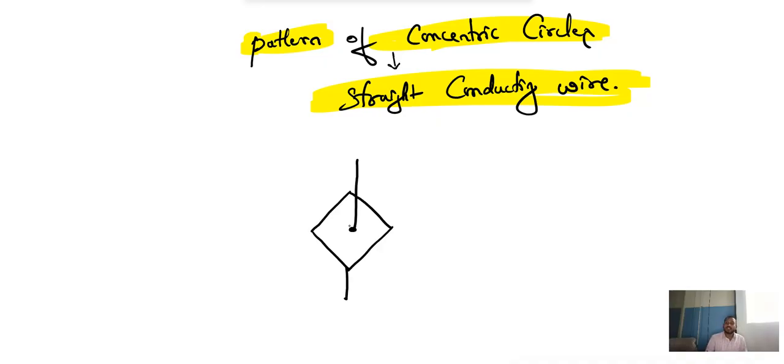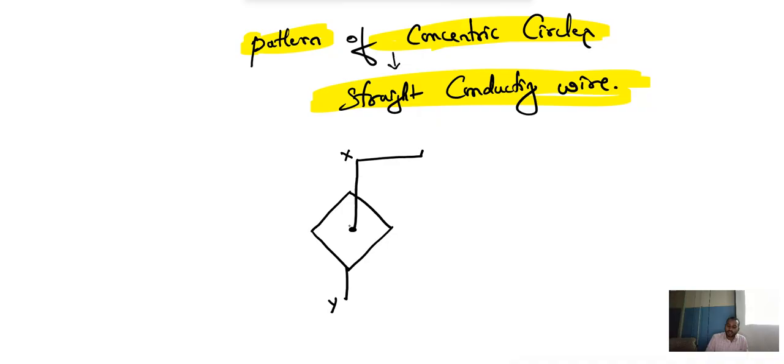Understood? Now this is called a straight conducting wire. This is a wire which is in a straight form. It's a straight conducting wire. Now this wire, which one? XY. Can you see this XY? What is this XY? This XY is a straight conducting wire.